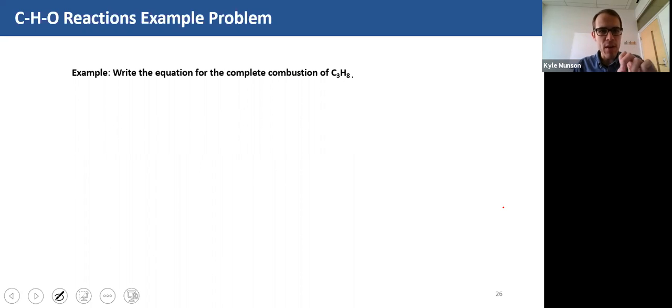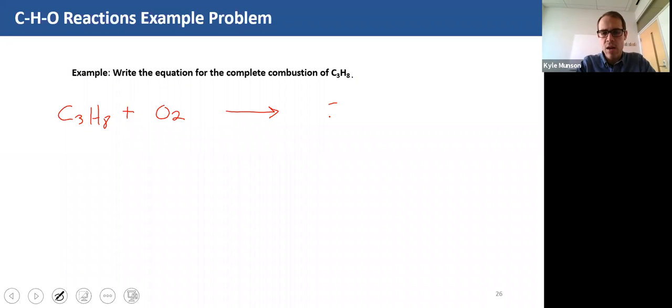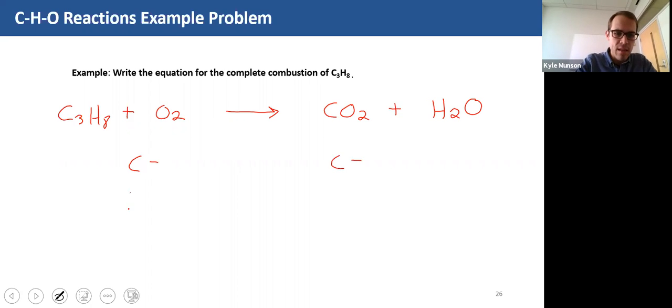So write the equation for the complete combustion reaction of C3H8. Okay, so let's say, again, we have C3H8 plus O2. Remember, it's always adding oxygen. Our products are always CO2 plus H2O. Okay, and now we just have to do the hard work of balancing the chemical equation.